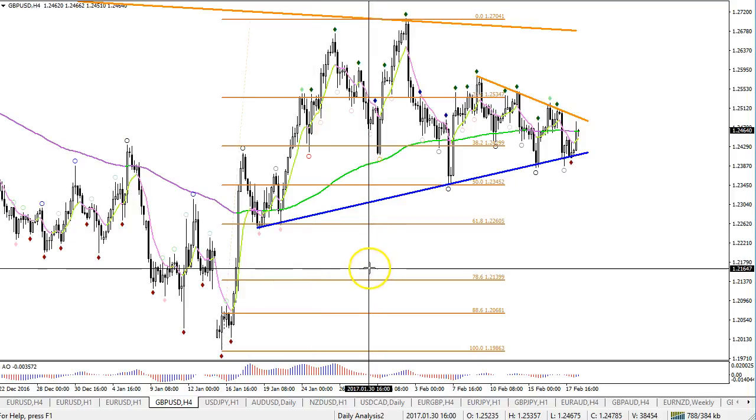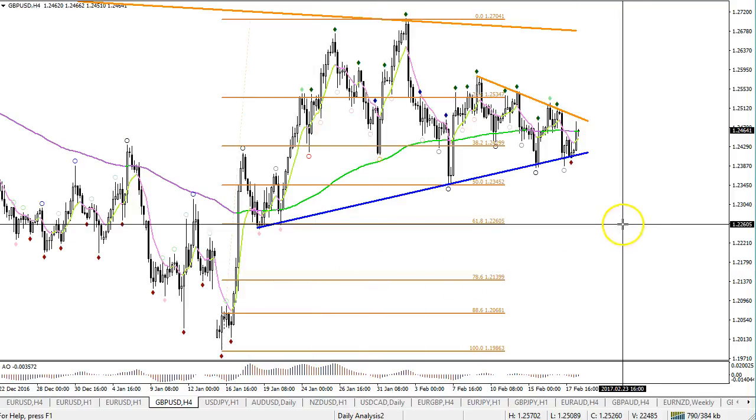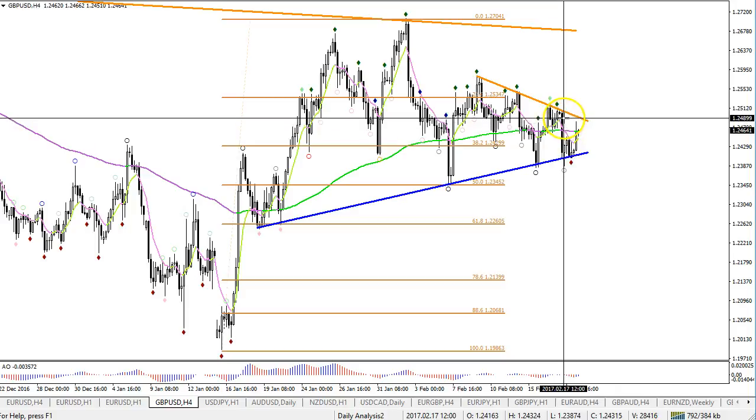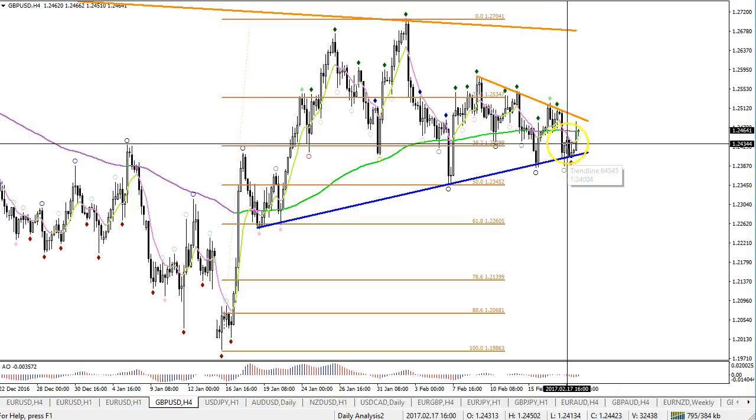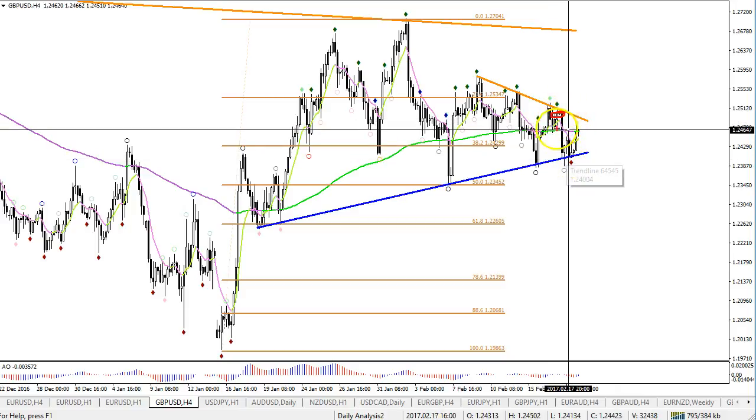Let's start with the cable, pound dollar, 4-hour chart. Friday, I was explaining that I was looking for a bounce at the blue line. Price was at the resistance line, and I said that could be a bouncing spot. Didn't like the short at that particular spot because of the triangle potential. Price did make it down though, did break that triangle and headed back to the support, which I liked for a long position here, for a long setup.